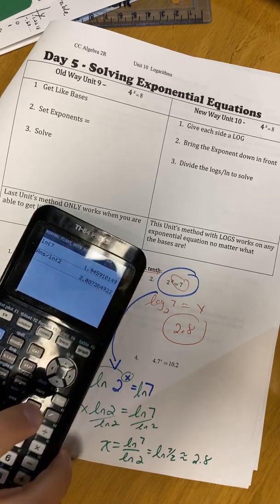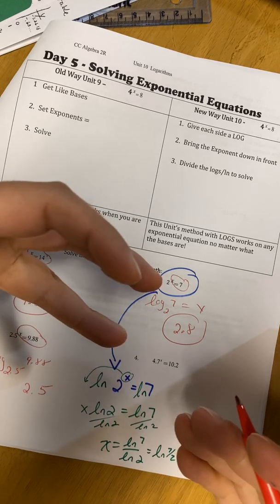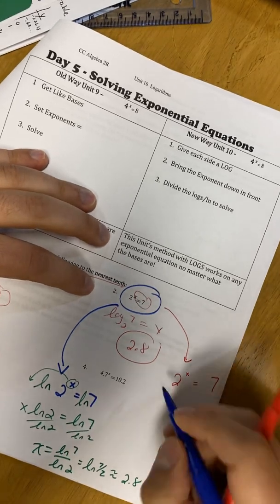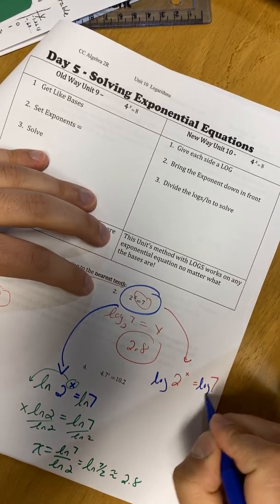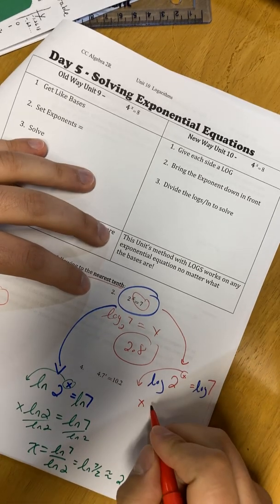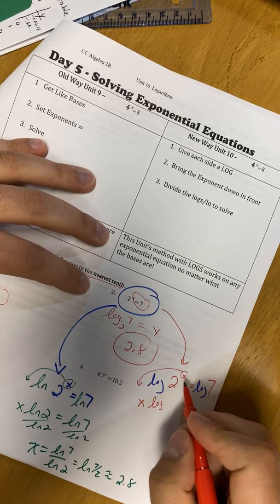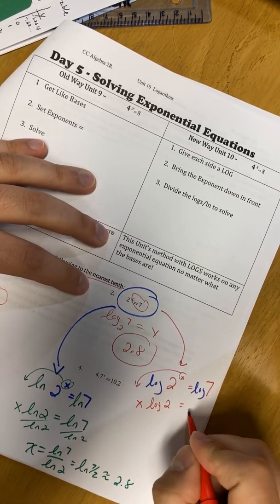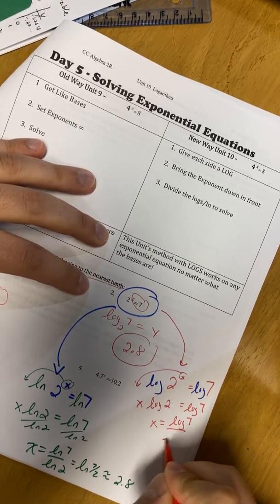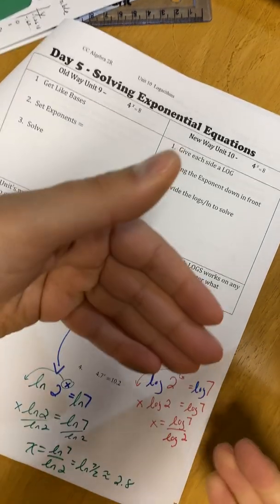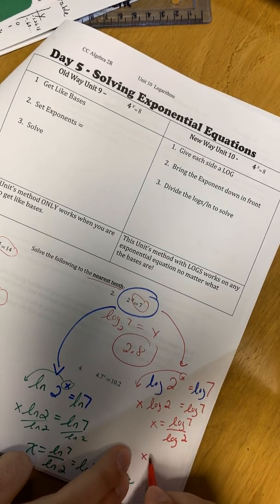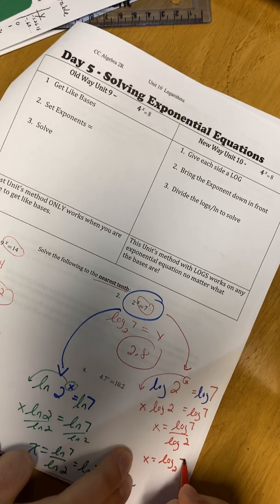I could say, instead of taking the ln of both sides, I could take just a basic log of both sides. This drops down, like it's a power when we're dealing with logs. All right, the power rule. Log 7, divide both sides by log 2. We could evaluate that, and we're also going to get 2.8. This is equivalent to log base 2 of 7.